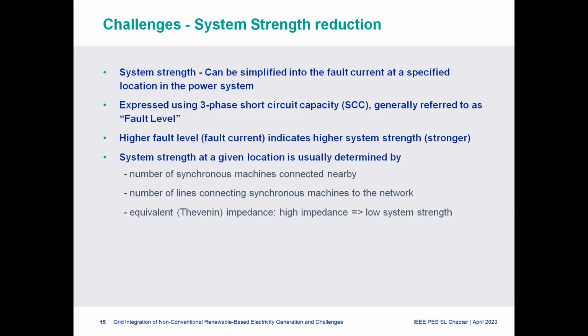Typically, if you have a high number of synchronous machines around that area, you will have a higher system strength. If you have a number of parallel lines, the impedance is low from the generating area to the load area or the new network connection points. Then again the system strength will be high. The higher the impedance from a generating station to the load areas, the lower the system strength. I think it's fairly straightforward.